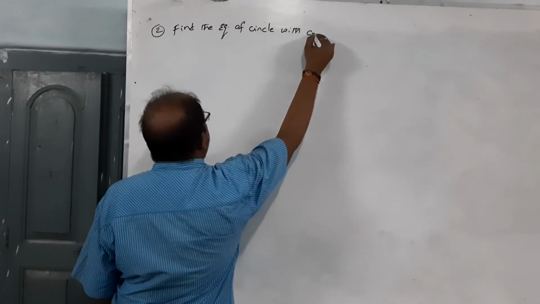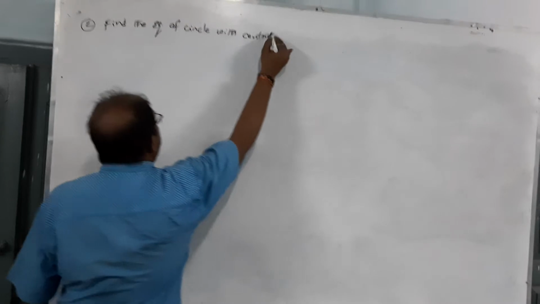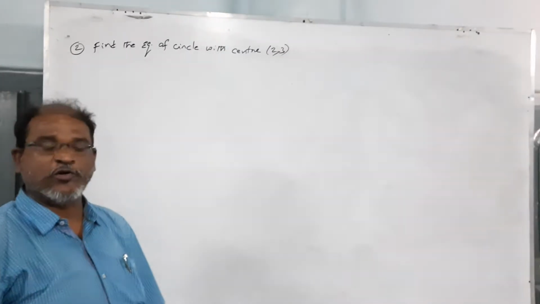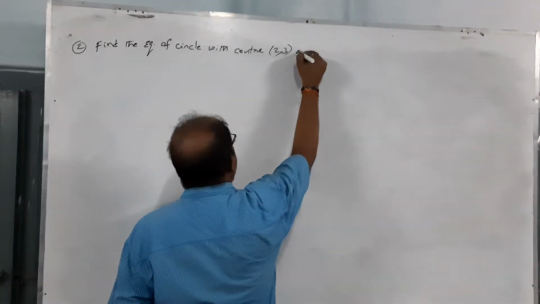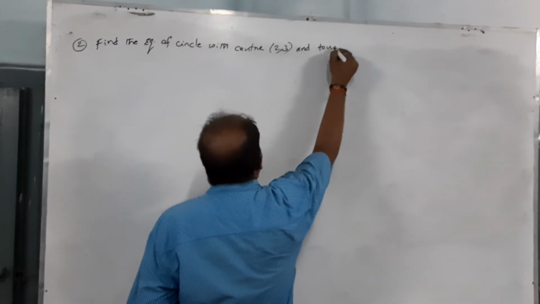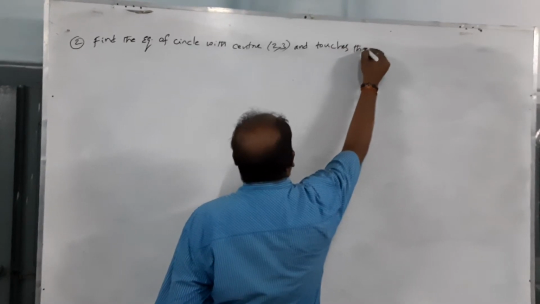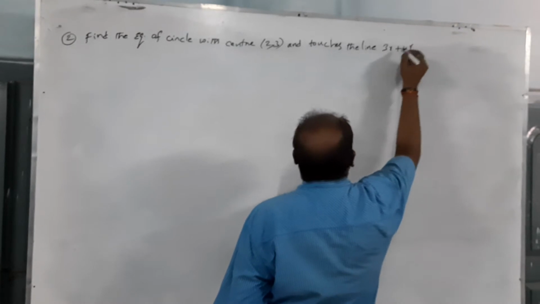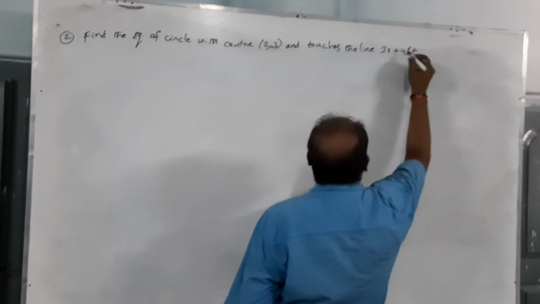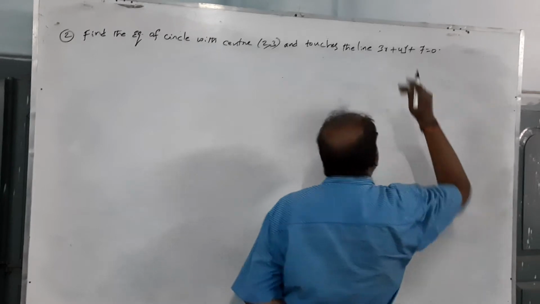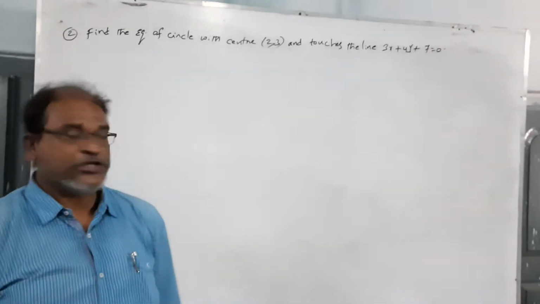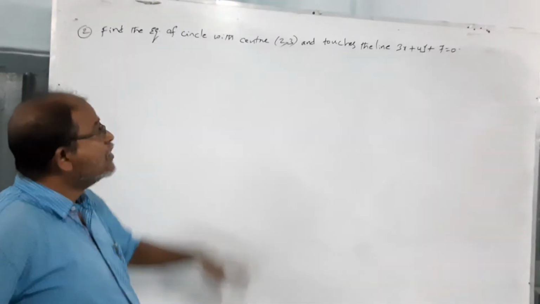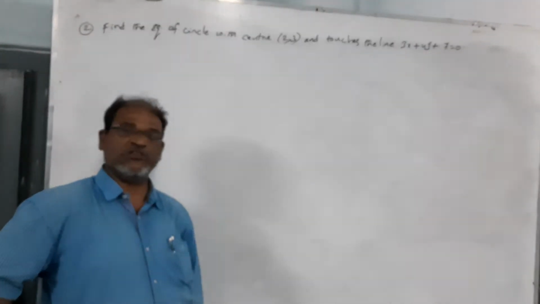Circle. Find the equation of the circle with the center 2, 3 and touches the line 3x plus 4y plus 7 equals 0.